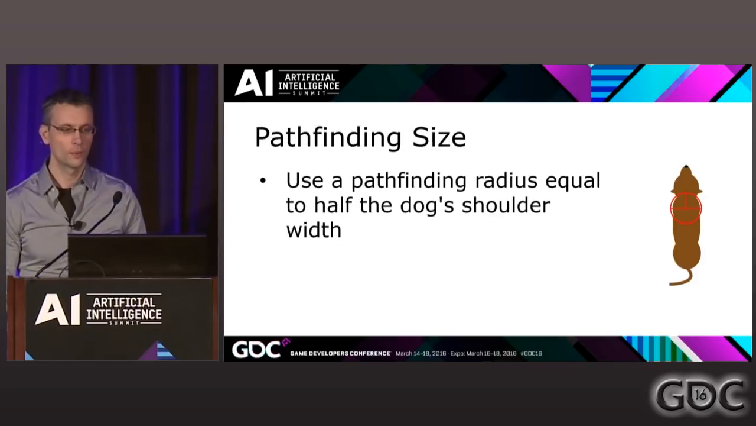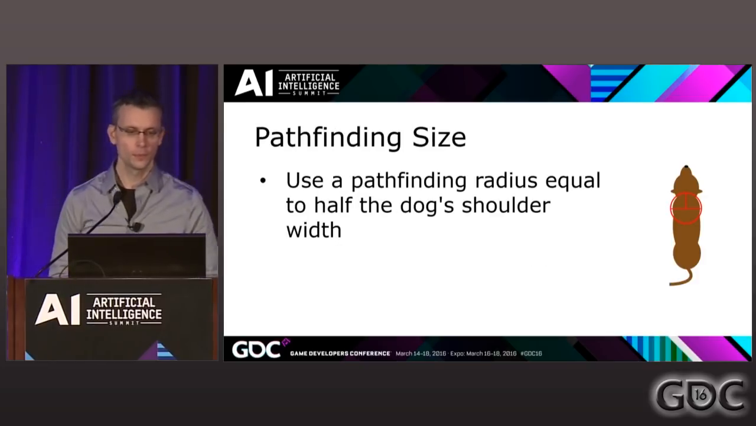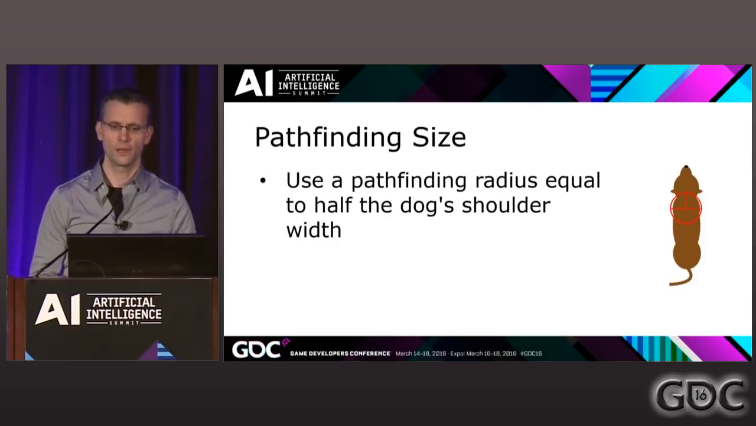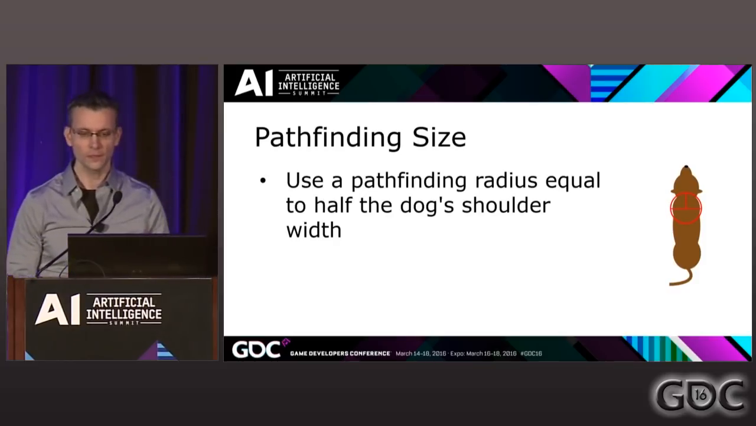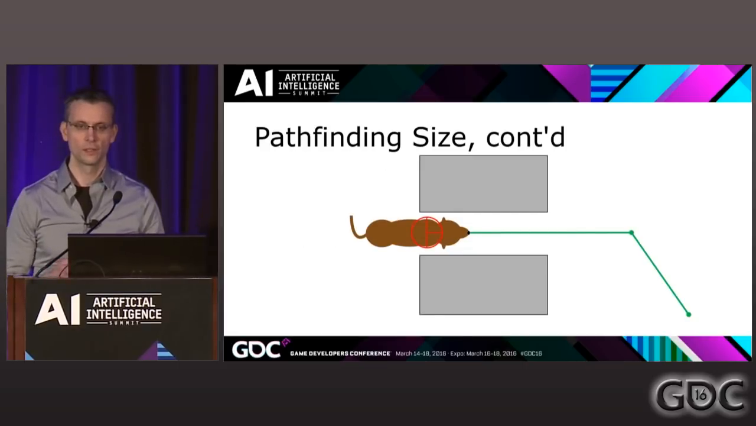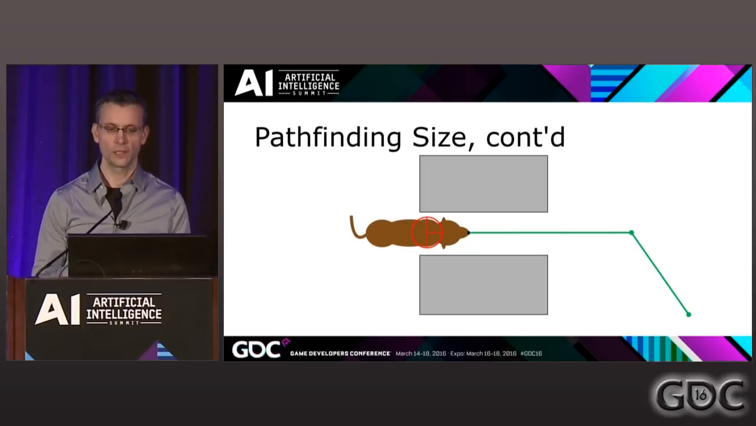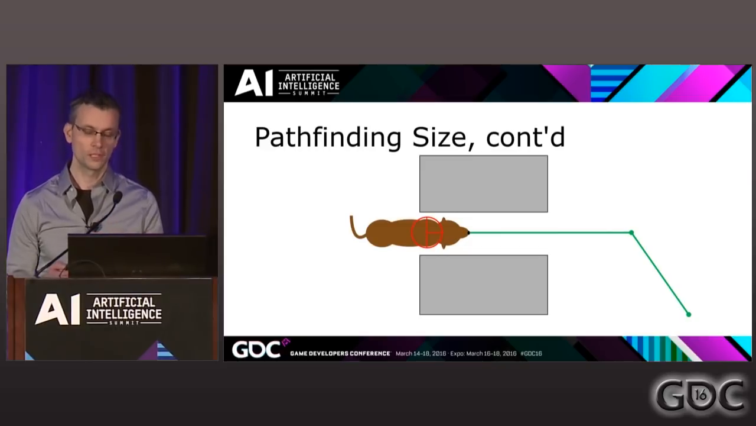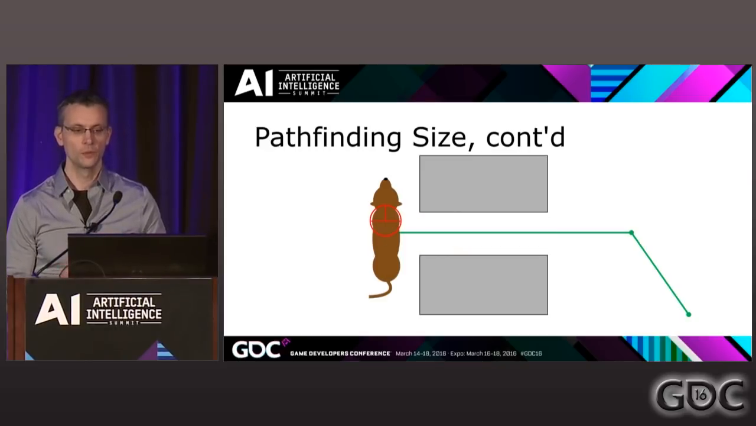First, though, a word about pathfinding size. So we use a pathfinding radius on our dog that is roughly equal to half the dog's shoulder width. This allows the dog to path between obstacles that are quite close together. However, it also means that the dog needs to follow the path going forward or potentially backward along the path. It cannot move sideways or strafe along the path.